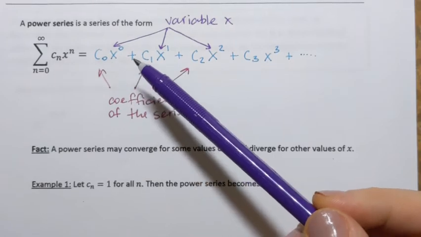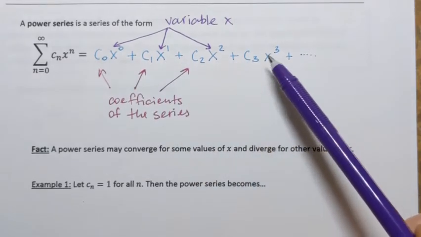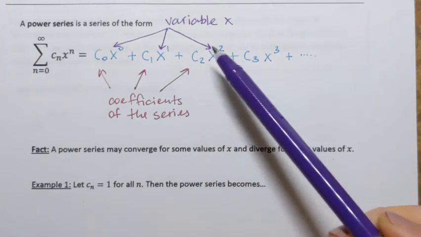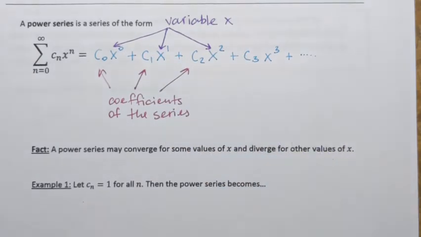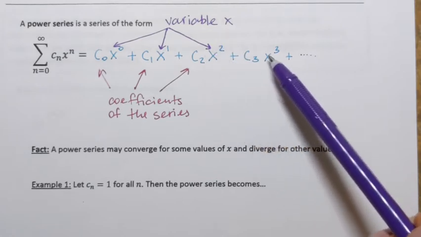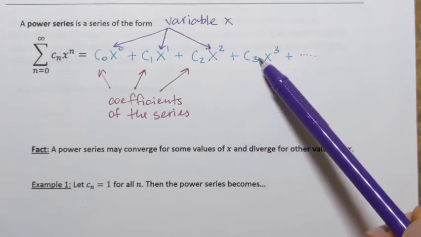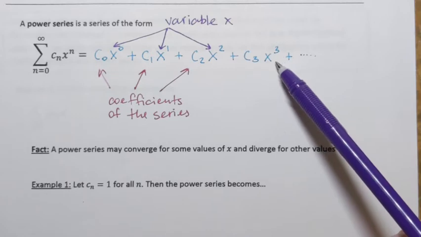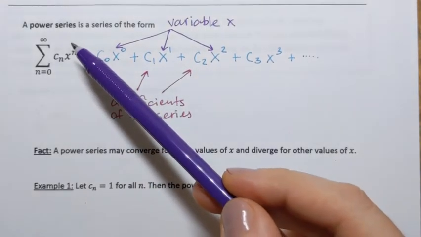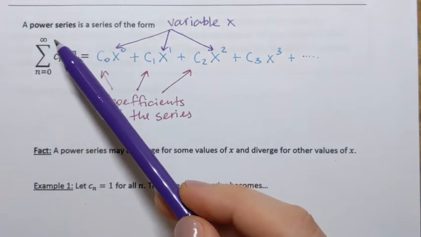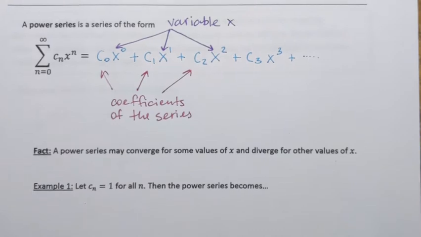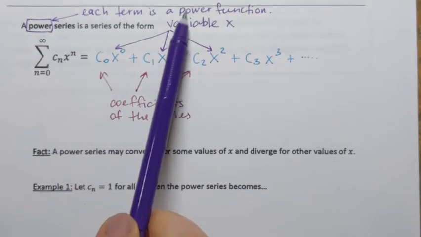And what else we can see is that each term is a power of x. Right? X to the 0 power, x to the power 1, x to the power 2, and so on and so forth. And you may remember from algebra that functions of this form are called power functions. And that's where the name of the series comes from. So it's called power series because each term is a power function. So I added this note here.